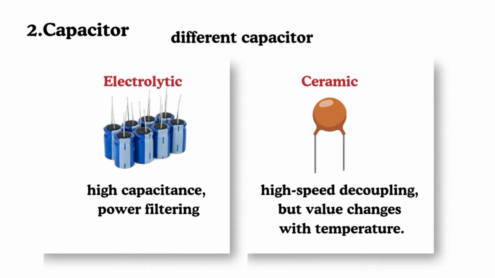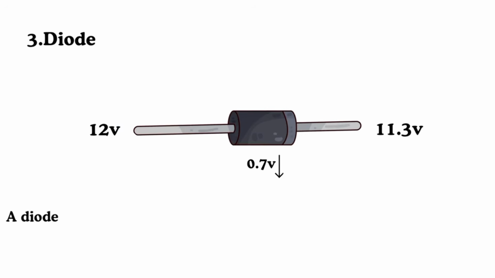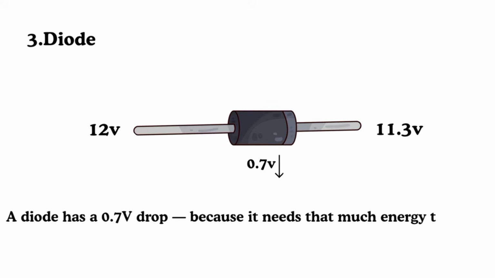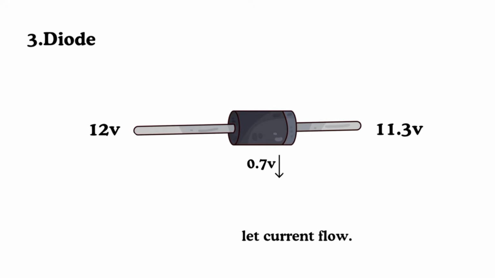Different capacitors have different jobs: electrolytic for high capacitance and power filtering, ceramic for high-speed decoupling. But capacitance value changes with temperature. 3. Diodes. A diode has a 0.7 volt drop, because a diode requires a certain amount of voltage to even open the door and let the current through.